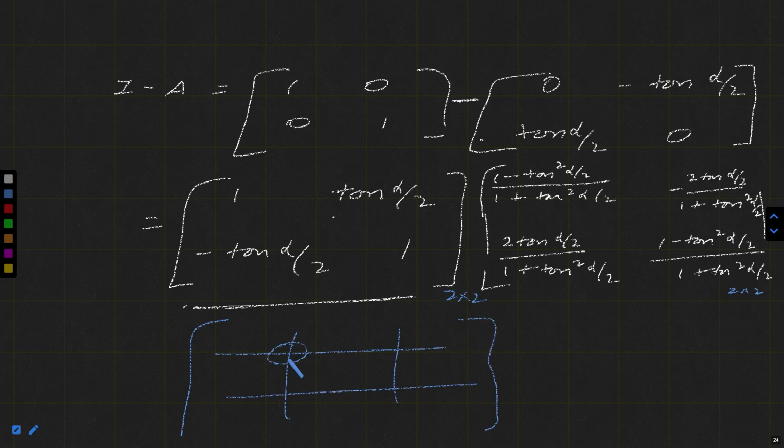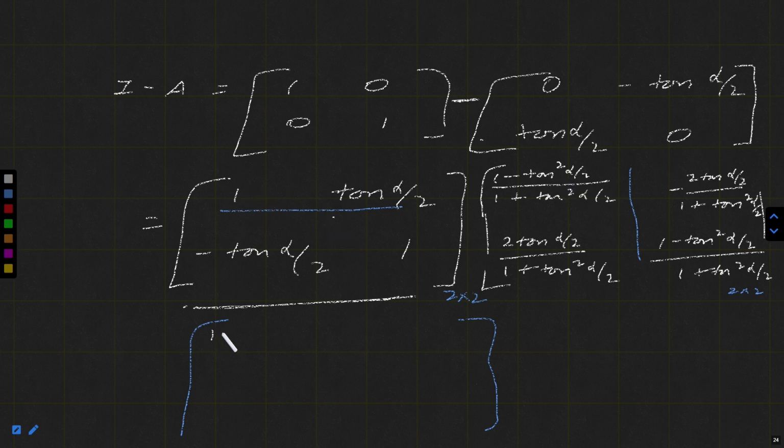This entry will be given by this row and the first column, this column. I hope that you remember how we did the matrix multiplication operation. If you do not remember, please do refer to my previous lectures. So 1 will be multiplied with this.